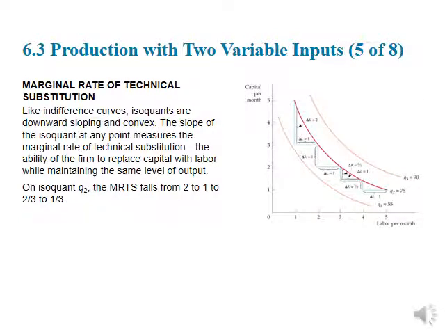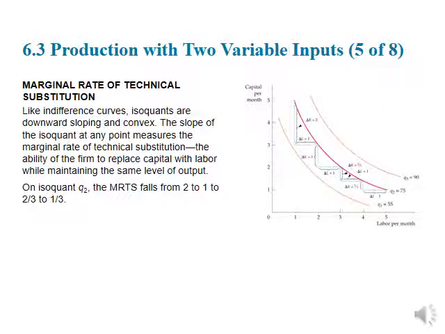Here we have a numerical example just showing how similar isoquants are to indifference curves, where they tend to be downward sloping and convex. Convex means bowed towards the origin. And the slope at any given point of the isoquant is measuring that MRTS. In other words, it's measuring the ability of the firm to replace capital with labor while maintaining the same level of output.